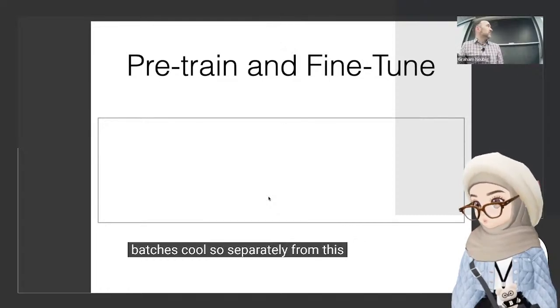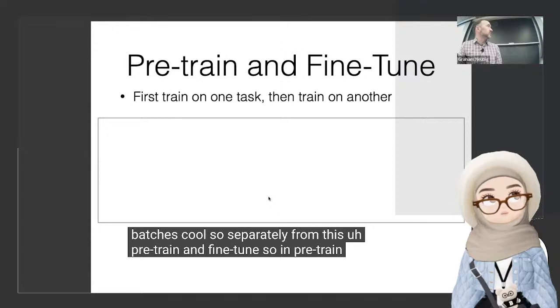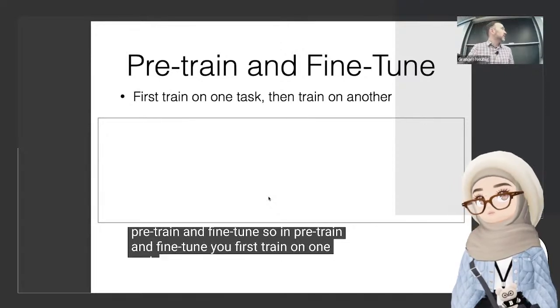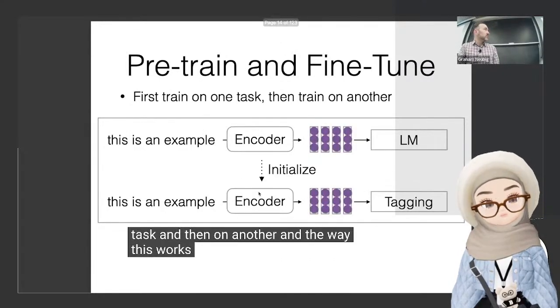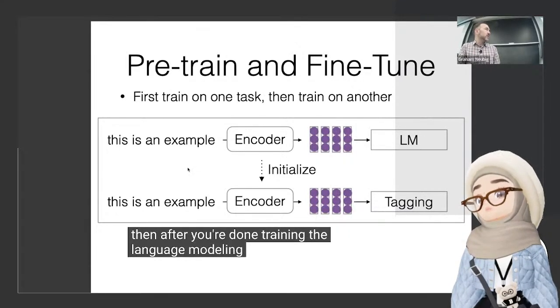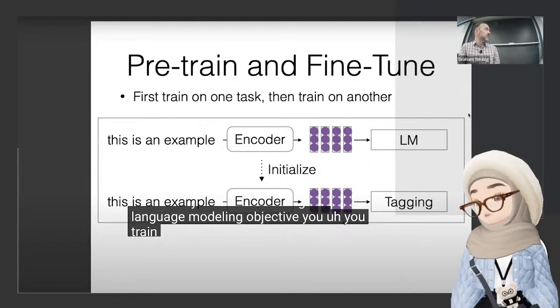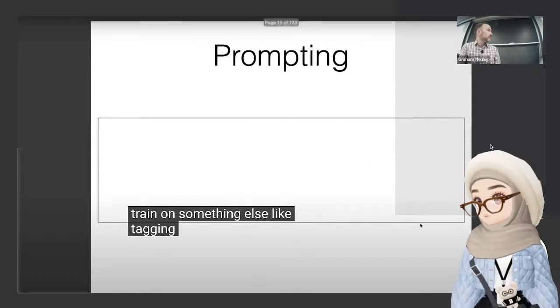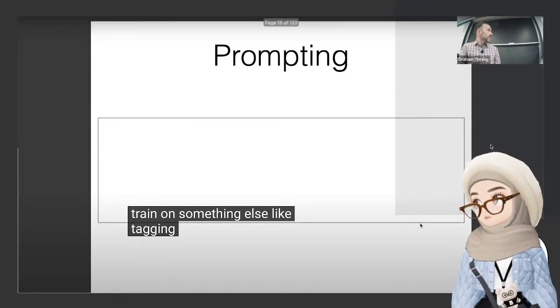Cool. So separately from this, pre-train and fine-tune. In pre-train and fine-tune, you first train on one task and then on another. The way this works is you first train, for example, a language modeling objective, and then after you're done training the language modeling objective, you train on something else like tagging. We're going to go through them and then talk about them in detail. The base model doesn't have to be something you've trained. It can be something trained by a huge company that has money and resources, and you're the one that does the training at a smaller scale for the fine-tuning.